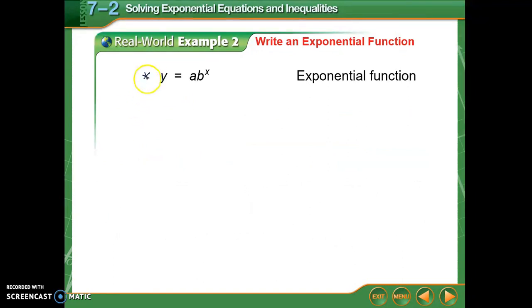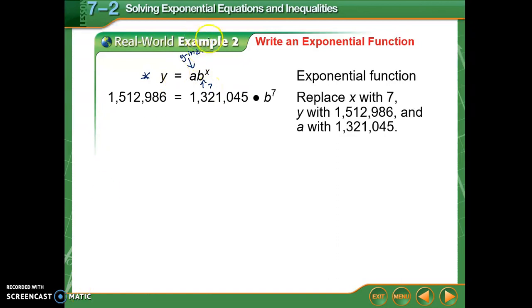So remember, this is our general exponential function. Y equals a times b to the x. A is always our y-intercept. Okay? What we do not know is b. So we're going to plug in. Be careful what you plug in where. My y-intercept goes here, right?